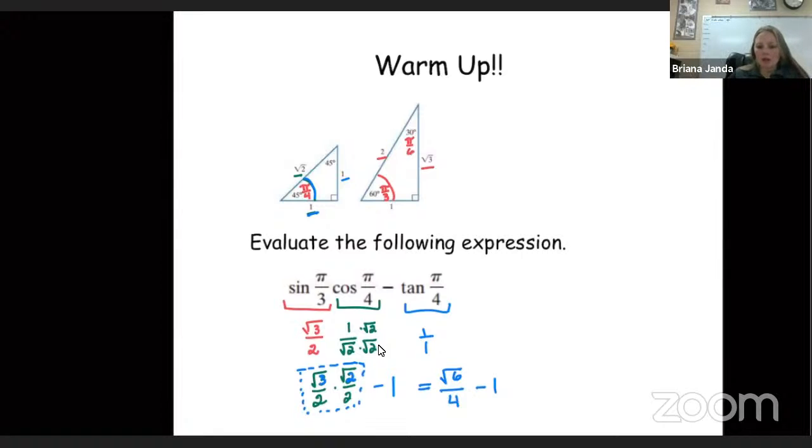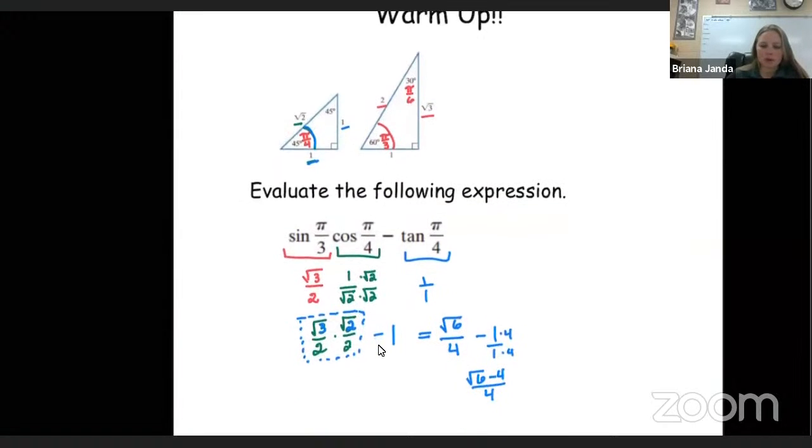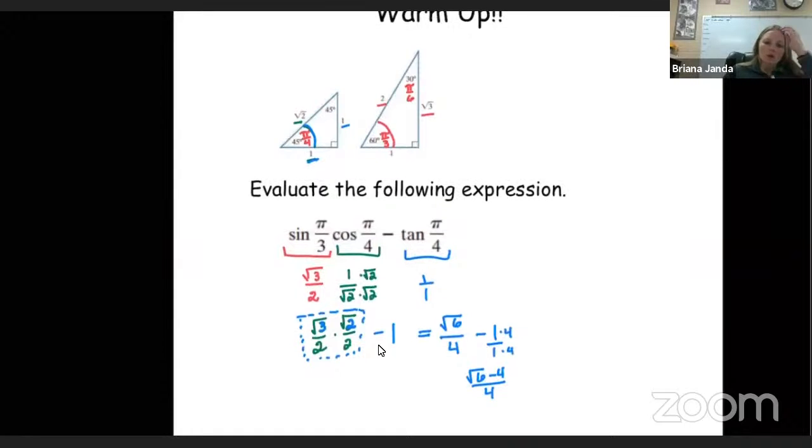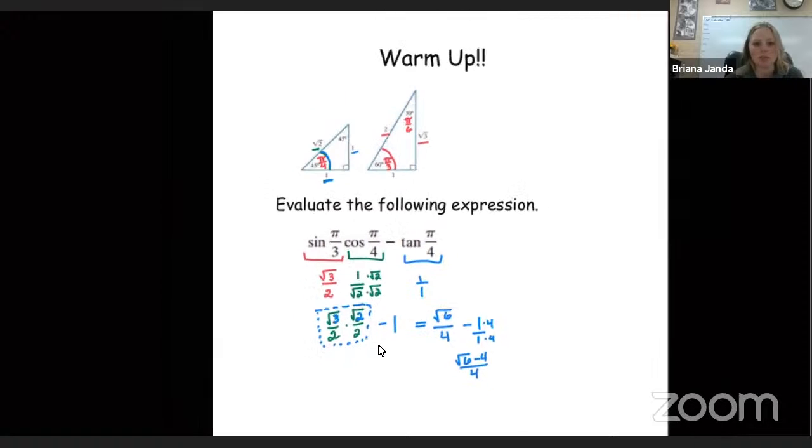If you were to put those together, you would have to get a common denominator. So I would multiply this one by 4, top and bottom, and it would actually end up being square root of 6 minus 4 over 4, because common denominator, okay? If you have questions over this type of problem, we will practice it again on Friday, but make sure that you can look at these models, know which angle to be looking at, and answer some questions.